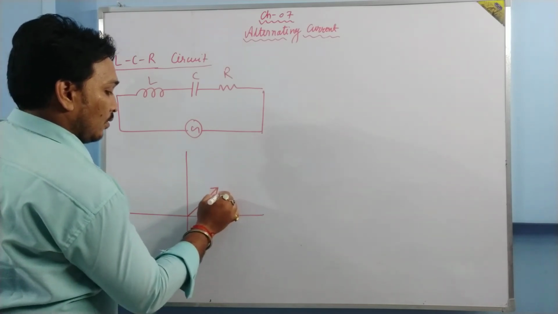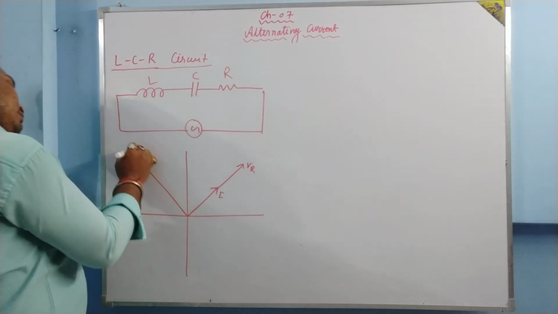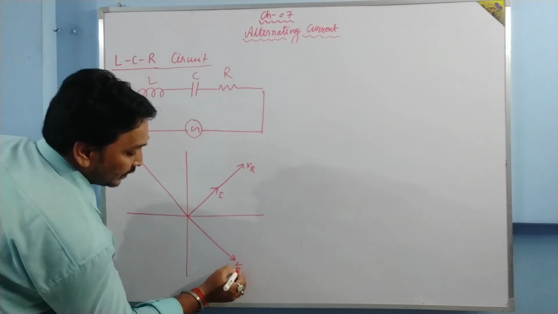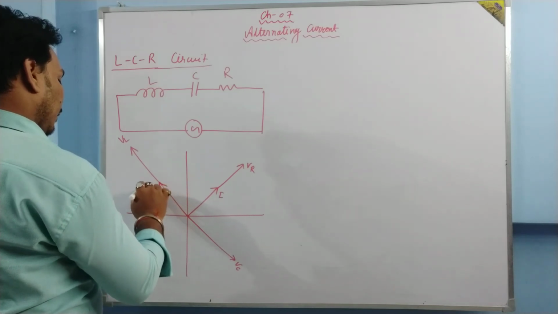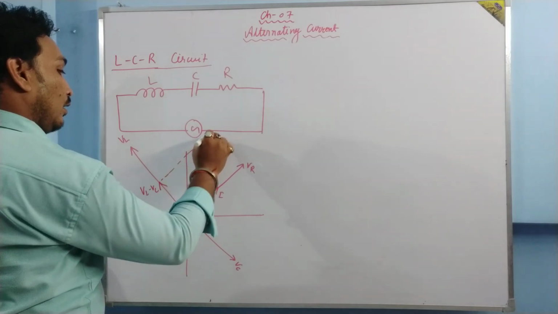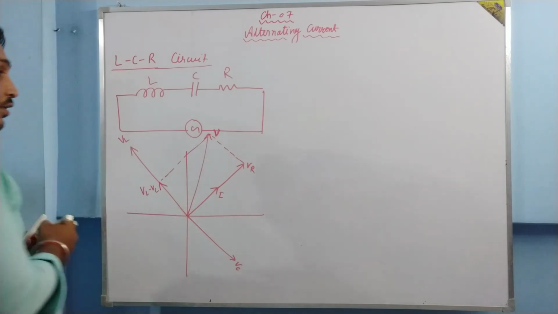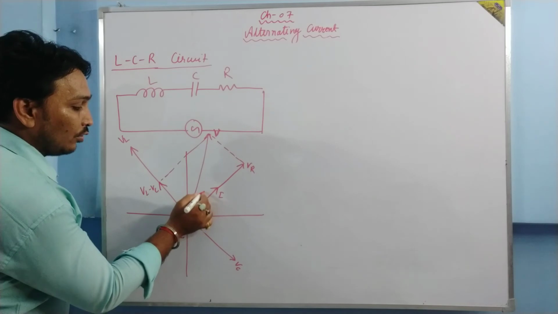This is your I. In the same direction, VR is also there. Somewhere here VL is there. Just opposite to that, VC is there. I have considered that VC is smaller than VL. Okay, so I am going to calculate the resultant, and the resultant will be VL minus VC. And now VL minus VC, I am going to take the resultant with VR. So here I am going to have the net voltage V. So this angle is going to be omega t, and this angle is going to be phi.